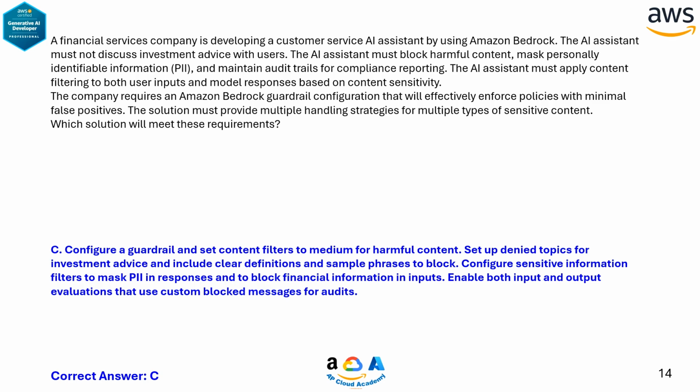Correct answer: C. C. Configure a guardrail and set content filters to medium for harmful content. Set up denied topics for investment advice and include clear definitions and sample phrases to block. Configure sensitive information filters to mask PII in responses and to block financial information in inputs. Enable both input and output evaluations that use custom blocked messages for audits.